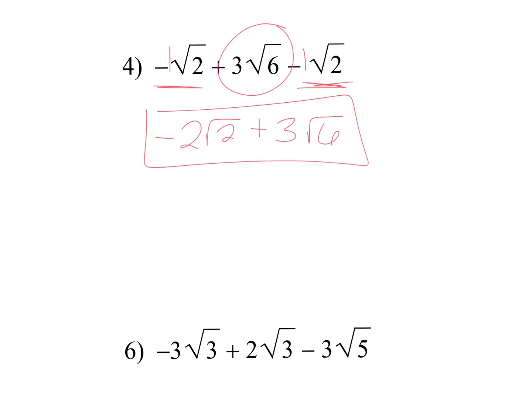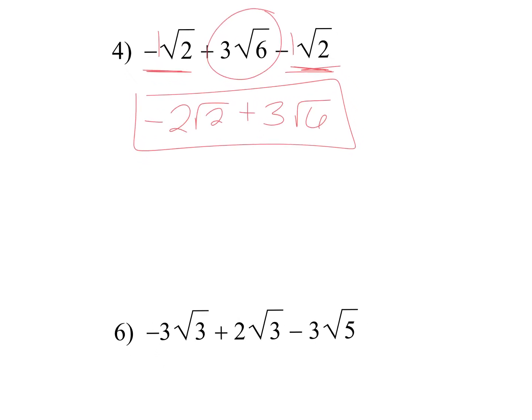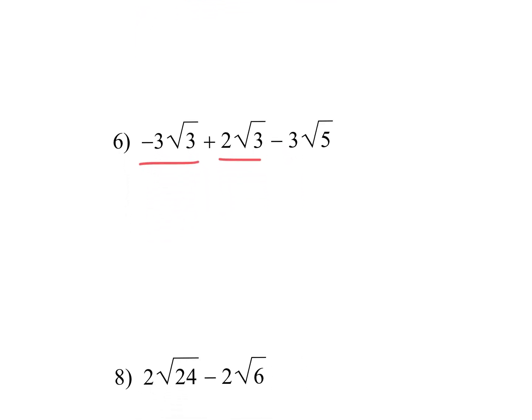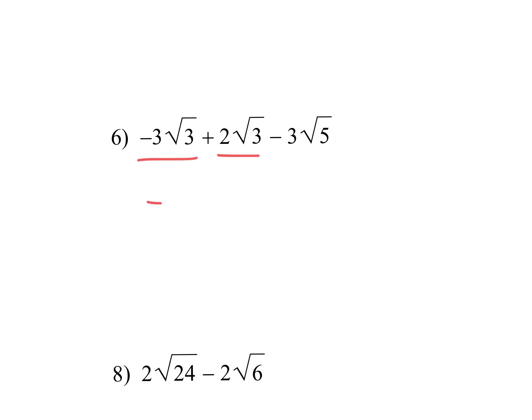Okay, what about number 6? What like terms do I have on number 6? 3 and 3. What do I get when I combine those? Negative 1 square root of 3. What do I do with this? Keep it. Can I simplify? No. So that's your final answer.